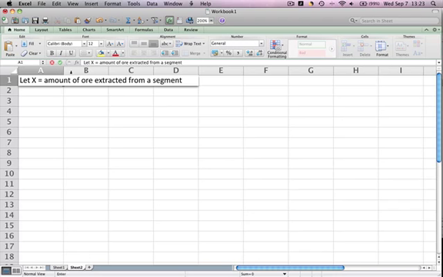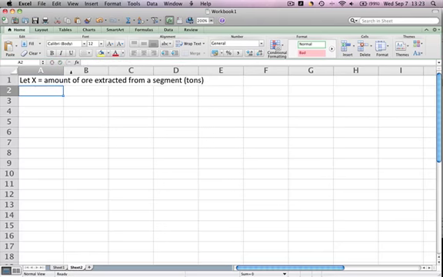And before we do this, we have no idea how large that segment is, and that's what makes it a random experiment. We extract this ore, we weigh it, and then after we weigh it, we know the amount of ore that we extracted. We should probably put this in tons too, just to keep our units straight. Now we know that the mean is 185. And we know that the standard deviation is 40.